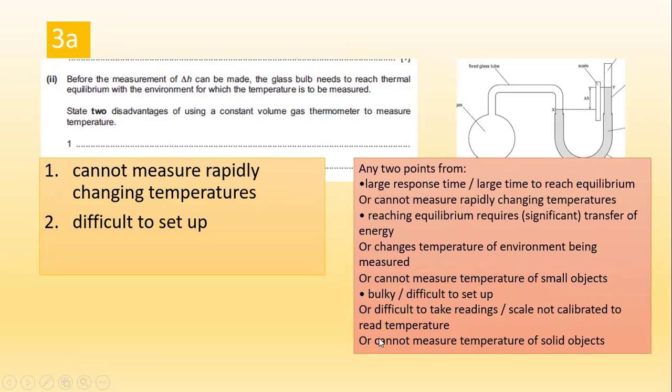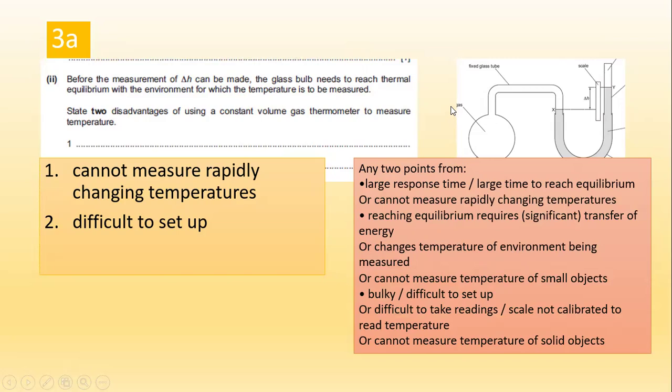These are the other points that are acceptable by them. Larger response time. Larger time to reach equilibrium. Right? The gas is an insulator. The bulb is also an insulator. Reaching equilibrium requires significant transfer of energy. Right? It's huge. So it cannot measure. It has to receive energy from the surrounding. Changes temperature of the environment to be measured.